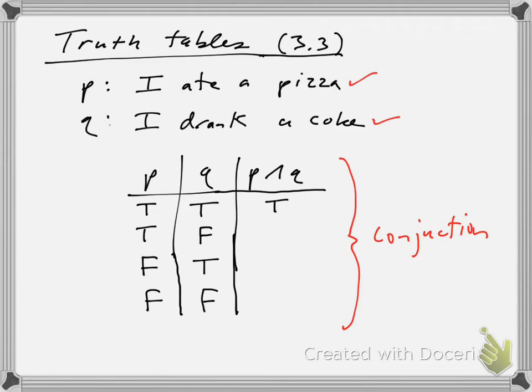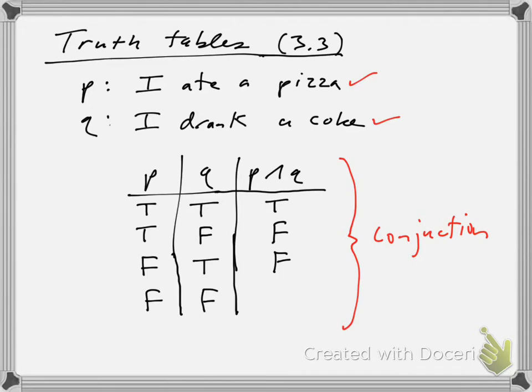So the conjunction is true. Now let's try this one. Take a look here. I ate a pizza is true, but I didn't drink a Coke, because the second one was false, right? So since that's false, the statement is, I ate a pizza and I didn't drink a Coke. So is it true that I ate a pizza and I drank a Coke, which would be P and Q? No, it's not true. Okay, so this one's false. Same for this, same reasoning here.